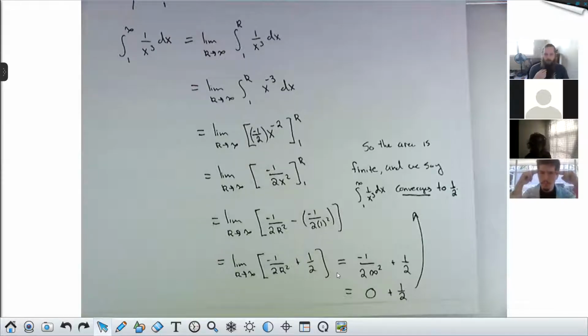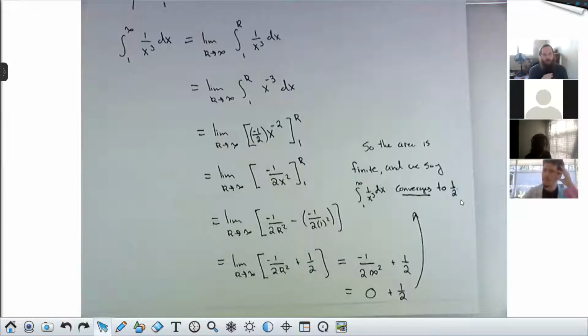So converge is a transitive verb, right? It has a direct object. It's the integral which did the converging, and it converged to the value of 1/2. You want to learn the language and use it correctly. I see a lot of people say things like converges at 1/2 or converges with 1/2, and that wouldn't be correct use of the language.